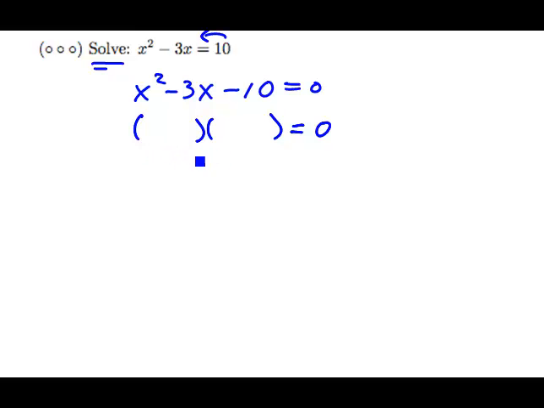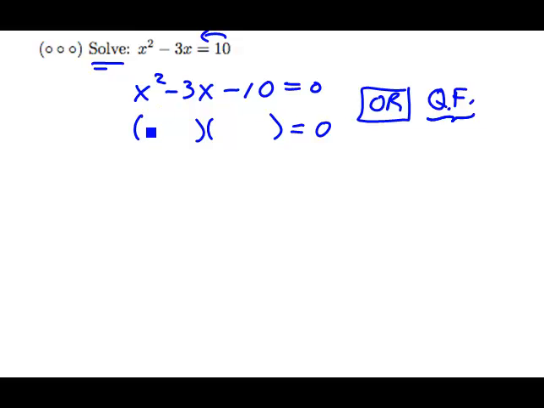So if this method fails, then I could use the quadratic formula, and I use this as my fallback. It's guaranteed to work, but it's a little bit time consuming, so I go after factoring first. And I give myself a few seconds. If I can see the factors, then I'm pretty much done. If I can't see the factors, then I go to the fallback, which is the quadratic formula.